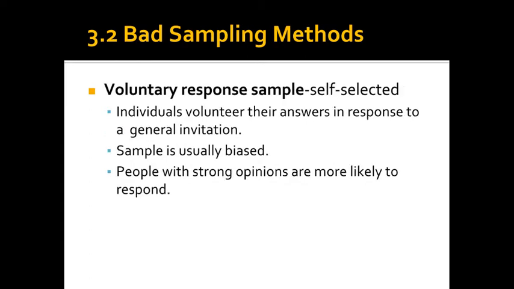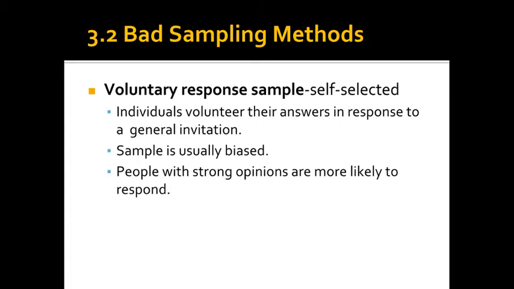A voluntary response sample is another one of the bad methods. It's self-selected, so individuals volunteer their answers in response to a general invitation. This one is usually also biased, and people with strong opinions are more likely to respond. Have you ever received an email asking you to take a survey, and either you click on the survey link and do the survey, or you just delete it? This is why it's a bad sampling, because it's whoever wants to answer it.